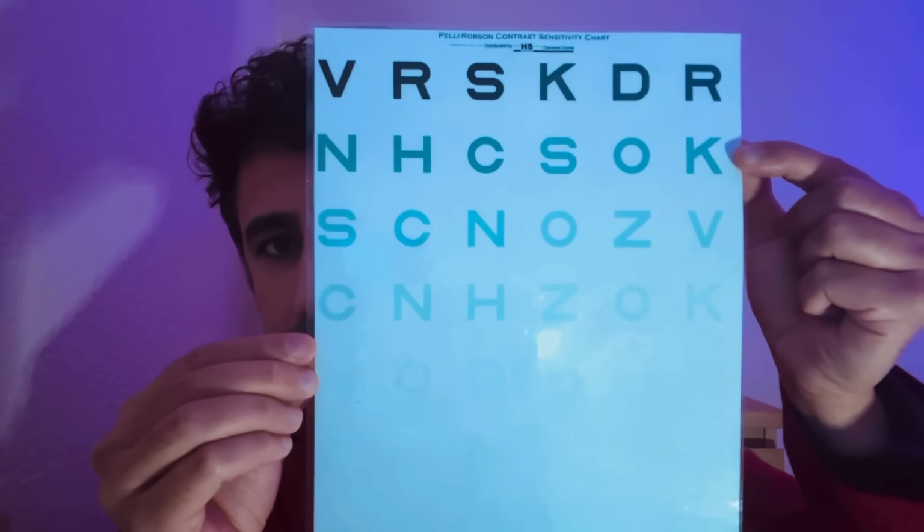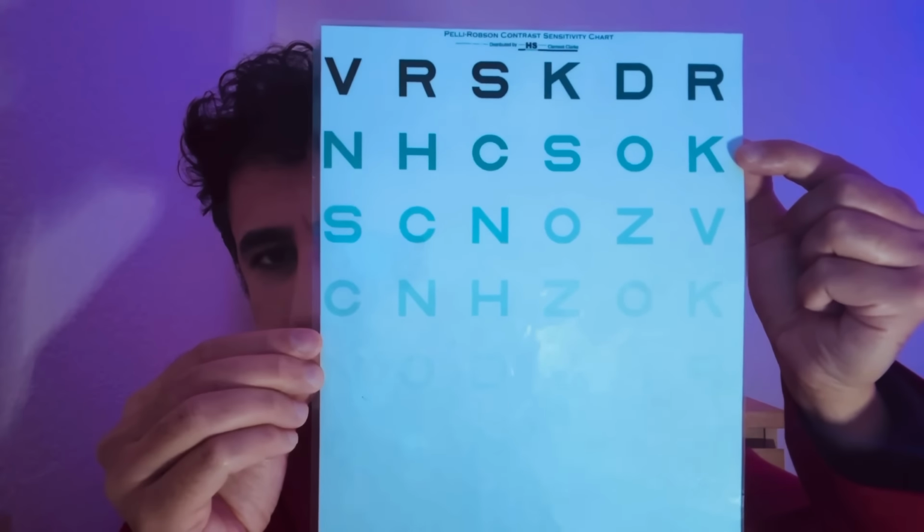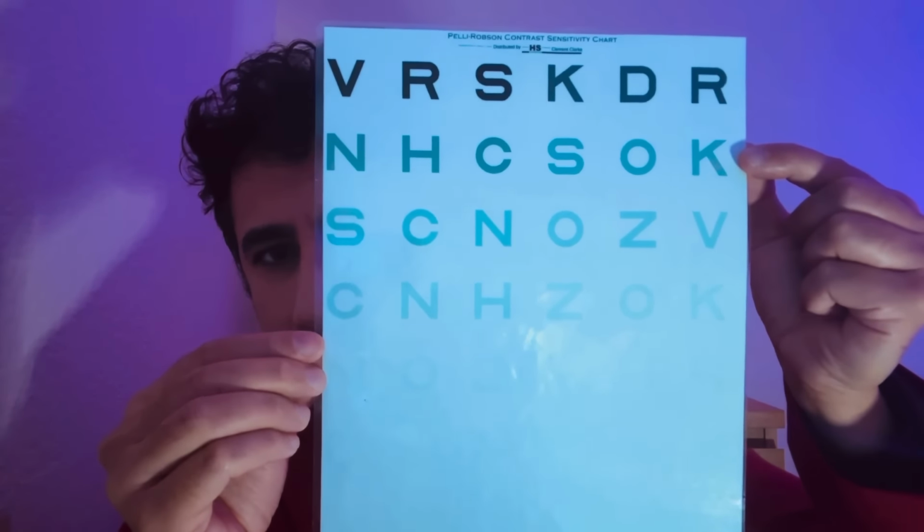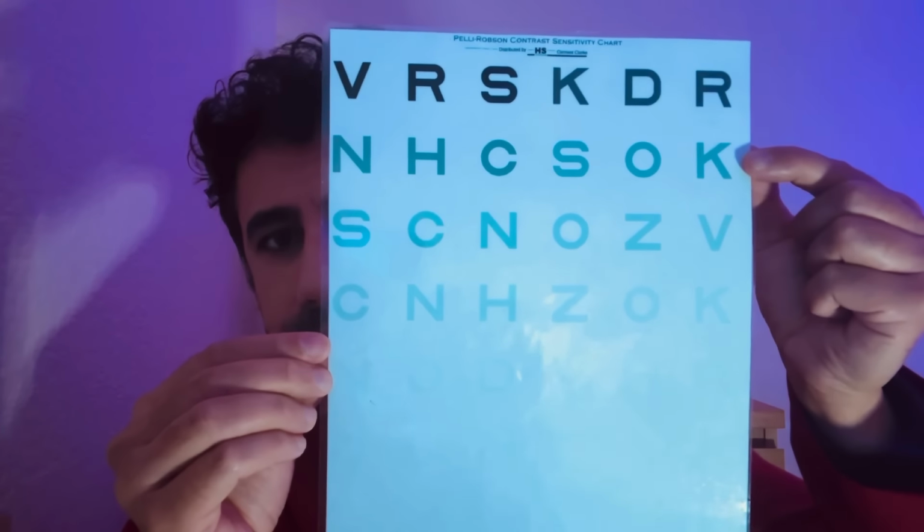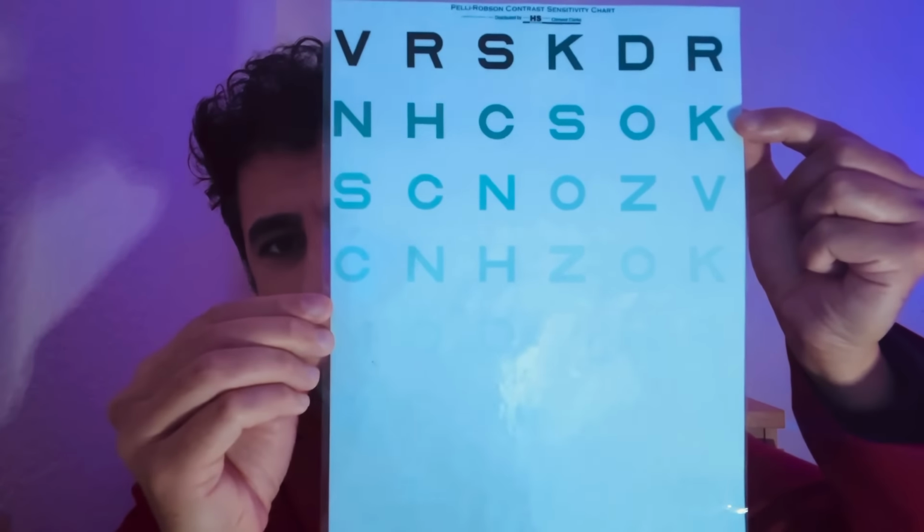Okay, we have a monocular test here. It's just a little chart with some letters on, with a progressive reduction in contrast. I'd like to cover your left eye and say the letters on the chart as far down as you can, please. Okay, is that your limit? Okay, any more possible?